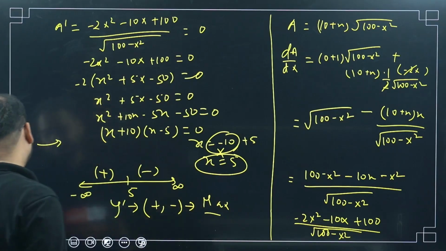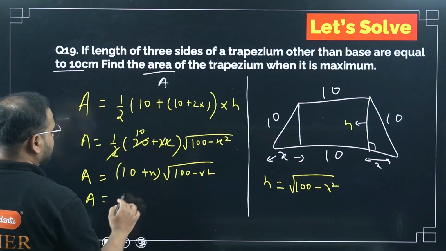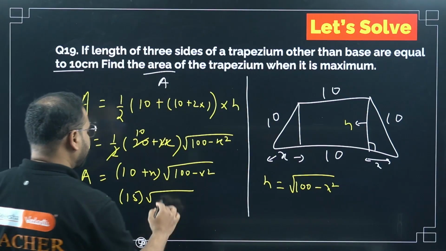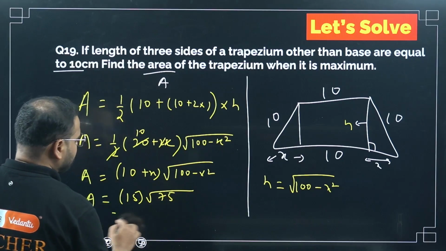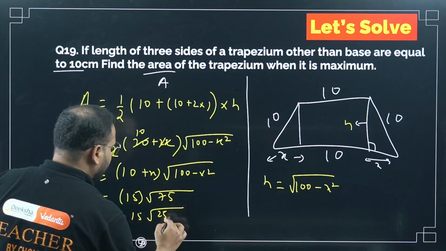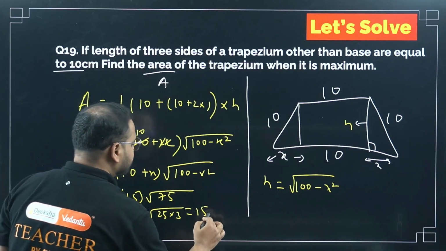So, maxima at what point? x equals 5. I got the value over here. 5 put here: it will be 15. It will be 100 minus 25, so 75. I can take this as 25 times 3, so 15. 25 will come out as 5.